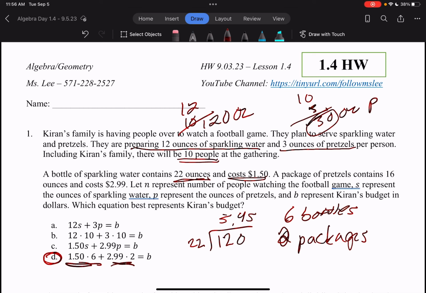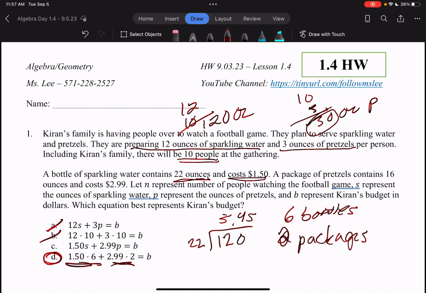Now to look at A, we see we have 12, that's the number of ounces, times S. S would be the ounces of sparkling water. So 12 times the ounces of sparkling water is not going to give us budget. There's no money factored in there. So we know that that's not true. Same thing with B. There's no money factored in here. We have 12 times the number of people, 3 times the number of people. That's going to give us how many ounces we need, but not our budget.